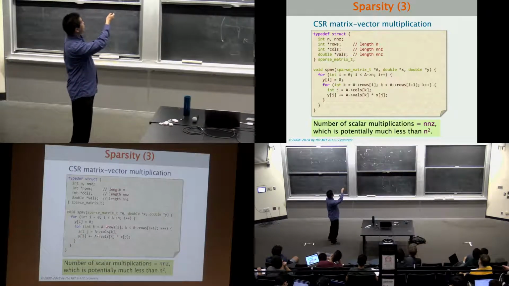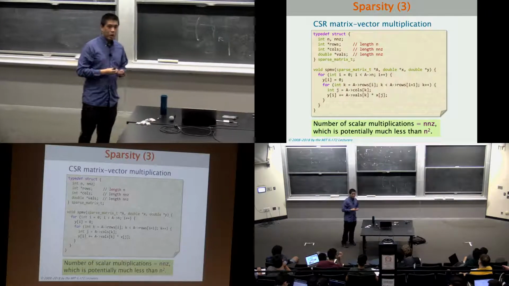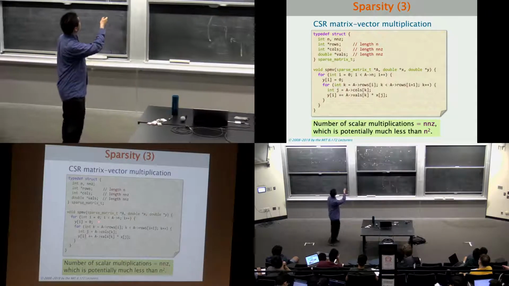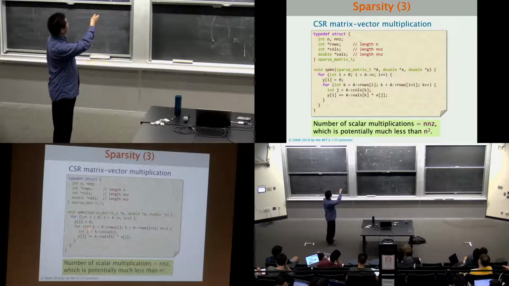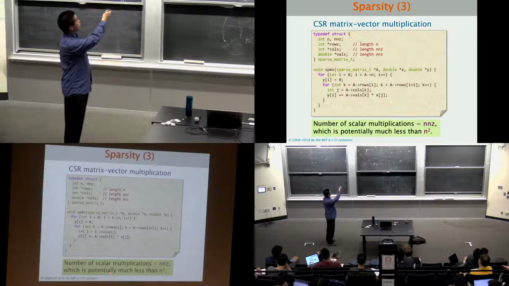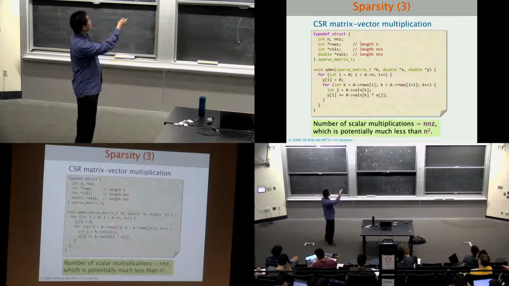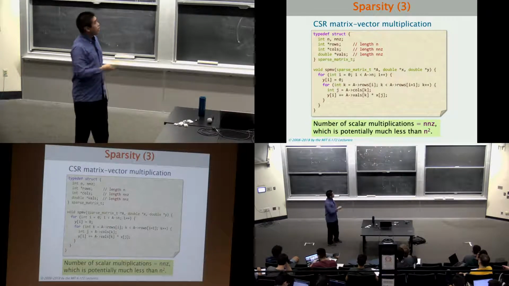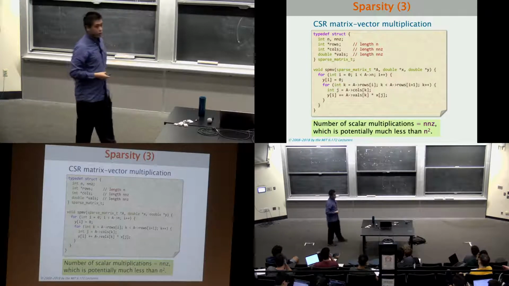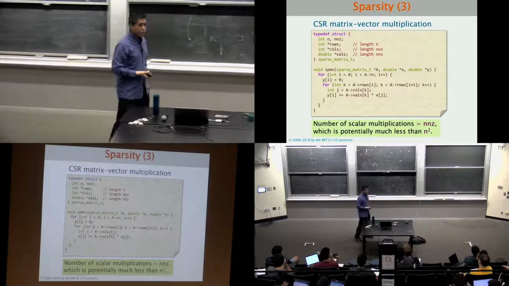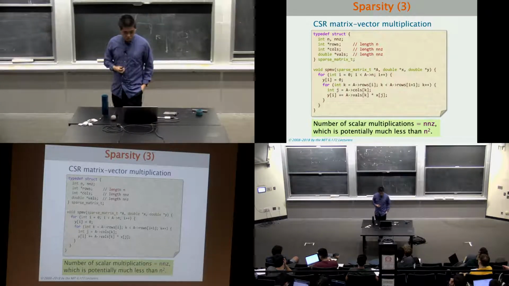And then for each one of these entries, I just look up the column index for the non-zero element, and I can do that with cols of k. So let that be j. Now I know which elements to multiply. I multiply vals of k by x of j, and then I just add that to y of i. After I finish with all of these multiplications and additions, this will give me the same result as if I did the dense matrix vector multiplication.